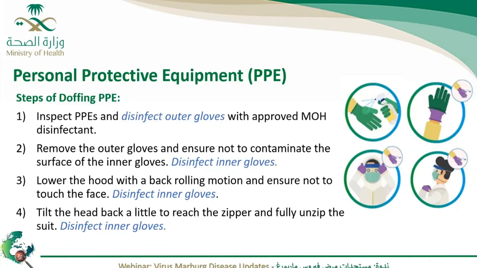After we finish talking about the donning of personal protective equipment, now we will start talking about the doffing of personal protective equipment. It has 10 steps, but as we mentioned before, you will see there is disinfection of the gloves. Many times it's mentioned in the steps, we should disinfect the outer gloves in the first step, and after that all the remaining steps should be followed by disinfecting the inner gloves. We'll start with the first one. As we mentioned before, you need to inspect the personal protective equipment, and you need to disinfect the outer gloves with approved Ministry of Health disinfectant.